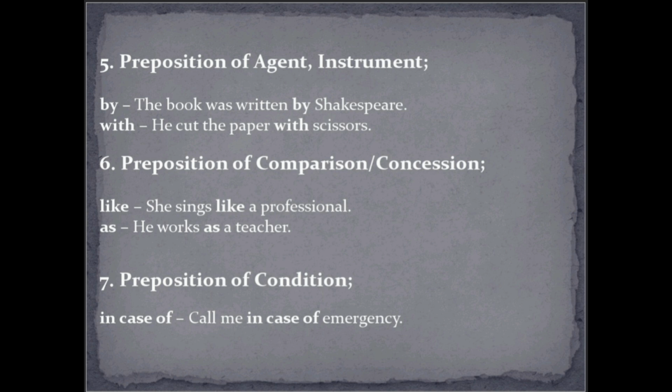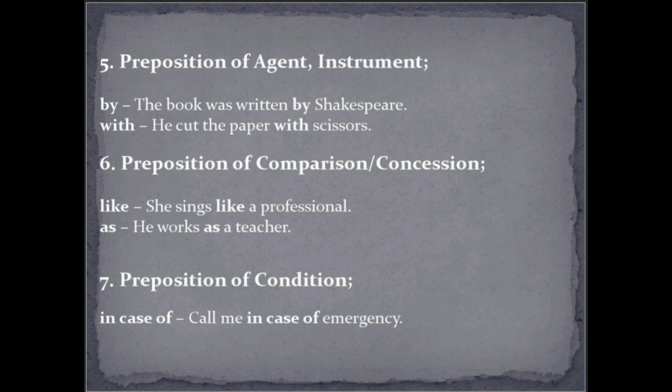So whenever we express who did the action, we use the preposition by to show that person or thing. Whenever we express what was used to do the action, we use the preposition with: with a pen, with scissors, with a guitar. We played the music with a guitar. So these are the prepositions we use to express agent and instrument.